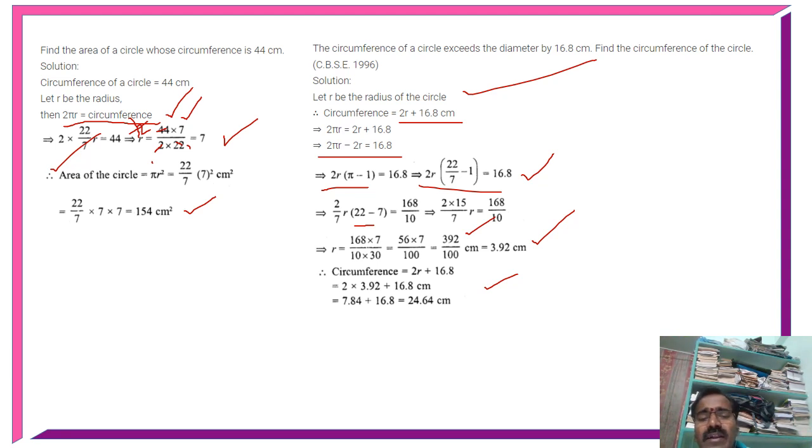7.84 plus 16.8, that is 24.64 centimeters. Circumference is also a length. Area is in centimeter square, while circumference is a length in centimeters. Let us go with the next slide.